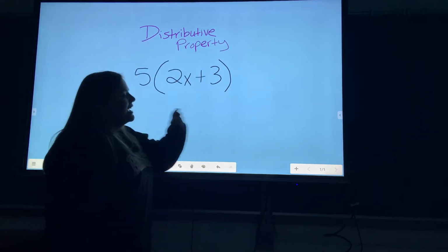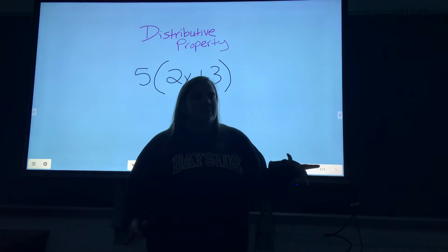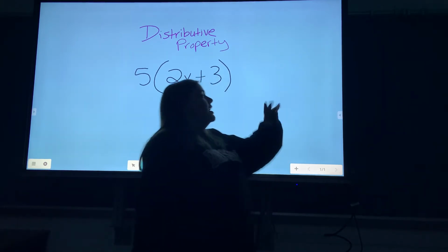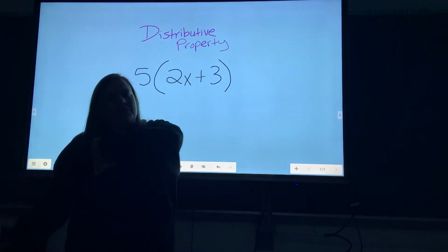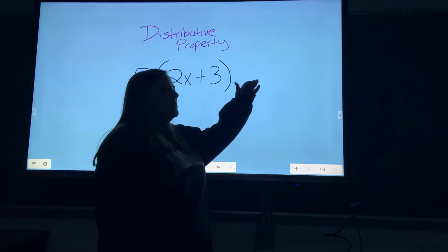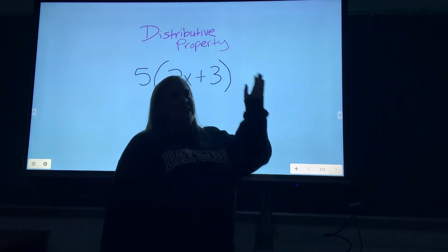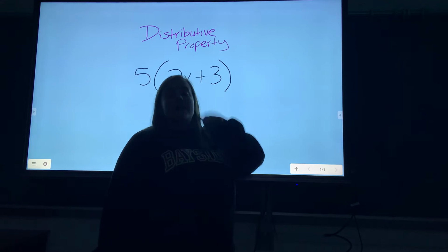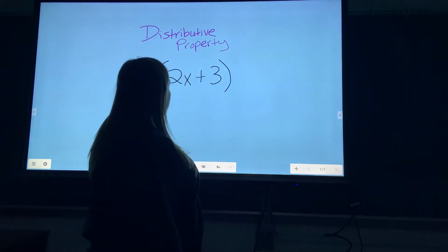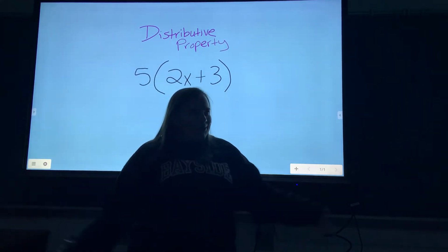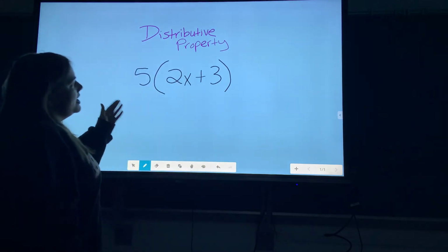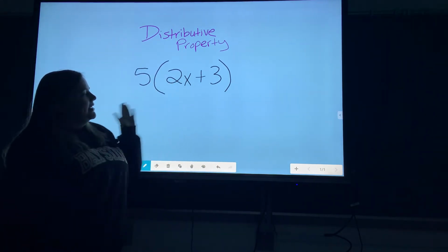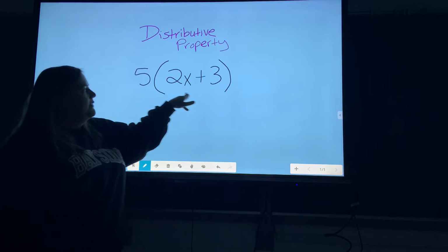So algebra, the reason why I went back and did all of these is because we're gonna build on each other. So before we go to multi-step equations, we did one step, we did two step, we did combining like terms. So something else you are gonna encounter is the distributive property. So you're gonna see something like this where you have a number outside of some parentheses.